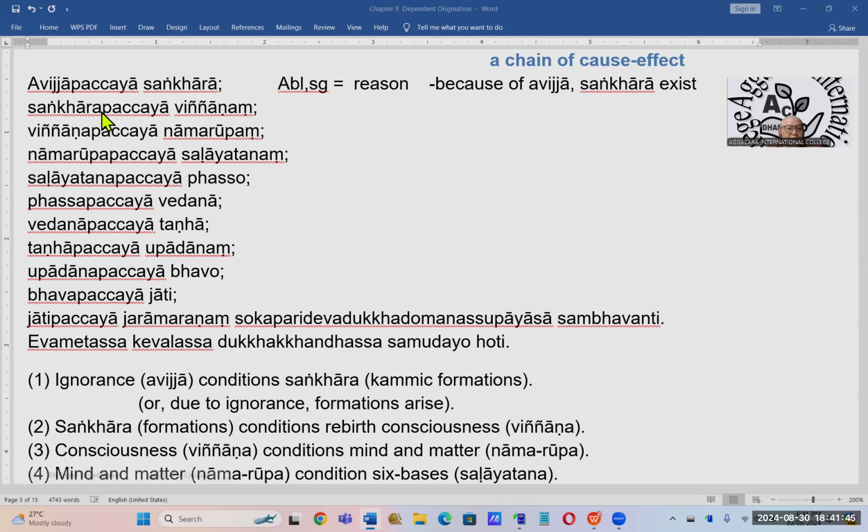So after that, sankhara paccaya vinnana, right? So due to the sankhara, there will be vinnana, all right? Now this vinnana actually has different types. Sometimes it can be just rebirth consciousness.